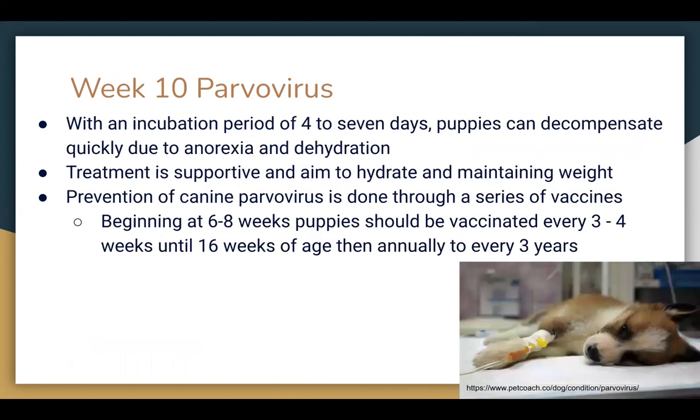So it has an incubation period of 4 to 7 days. Puppies can decompensate quickly due to not eating or not having enough fluids. Treatment is supportive and aimed to hydrate and maintain the weight of the animal. Prevention is done through a series of vaccines. Usually, puppies are vaccinated around 6 to 8 weeks and should be vaccinated every 3 to 4 weeks until after they're 16 weeks of age, and then annually or every 3 years.